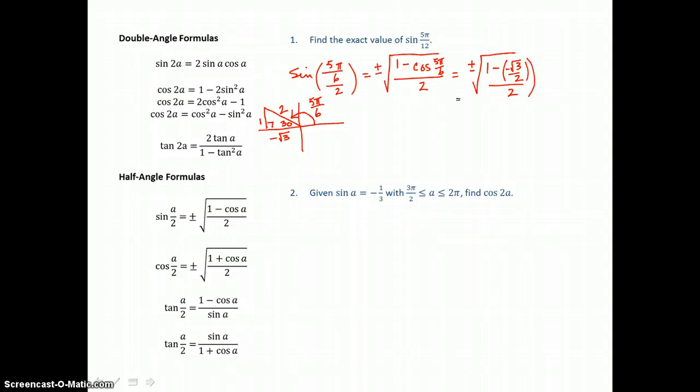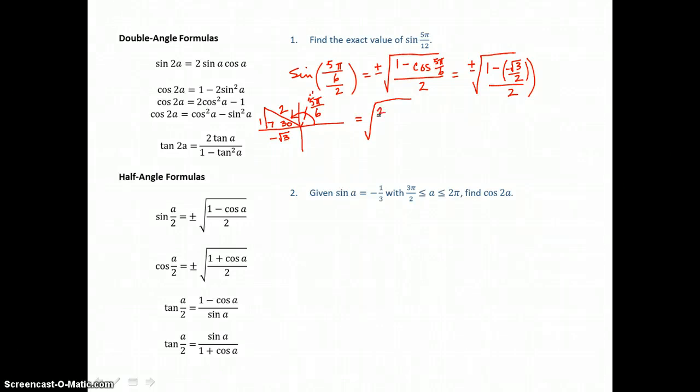Okay, now we need to decide if this answer is going to be positive or negative. And since we're really finding the sine of 5 pi over 12, and that's half of this angle, its terminal side would be in the first quadrant where all functions are positive. So I'm going to choose just to work with the positive square root. And in the numerator I've got a double negative, so that's going to be a positive.